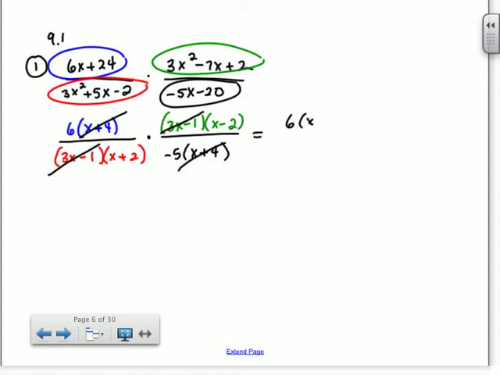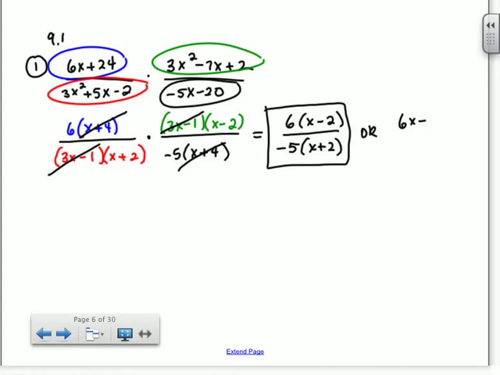So in the end, you have 6 times x minus 2 over negative 5 times x plus 2. And you can leave your answer like that. That's no big deal. Some of you guys like to go the extra step, which is fine, and multiply those numbers in. It doesn't matter. I mean, I'll grade either one. Personally, I think it's easier if you just leave it factored, saving you a step.